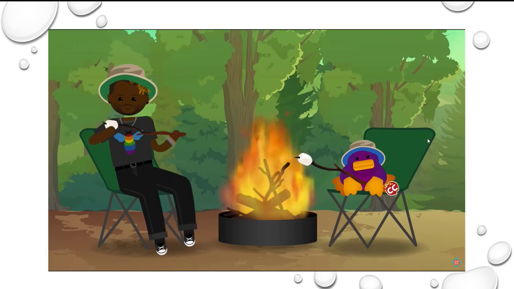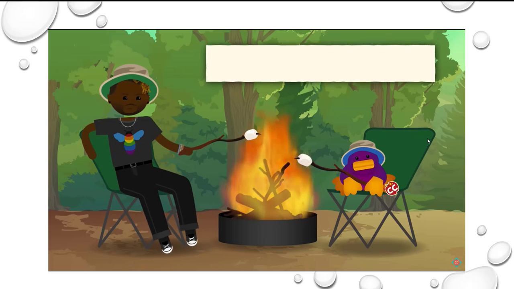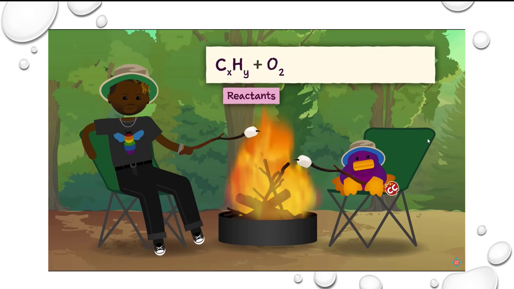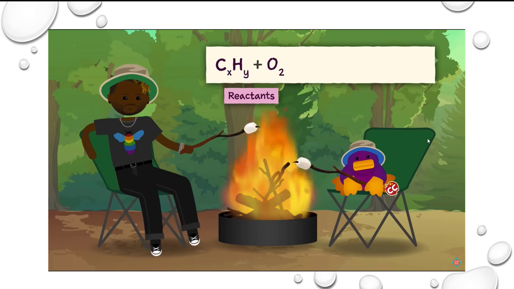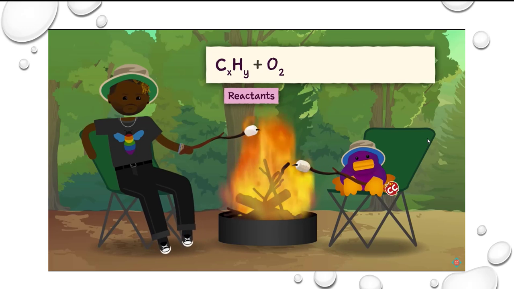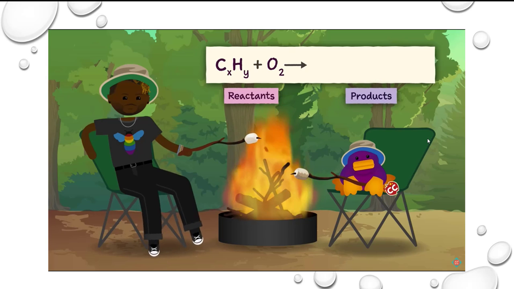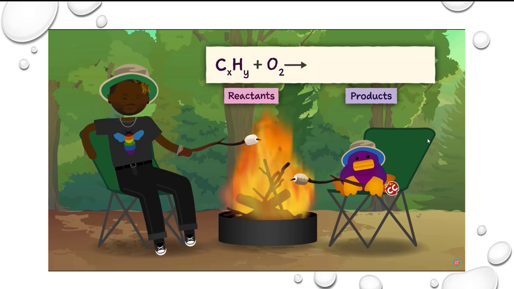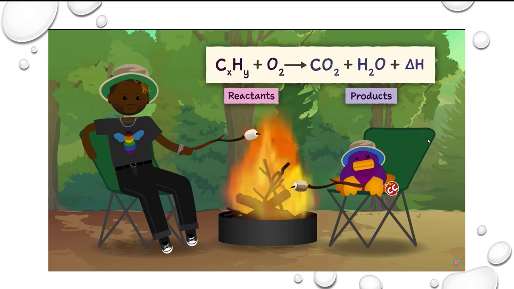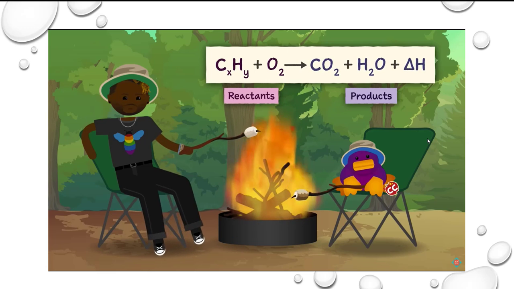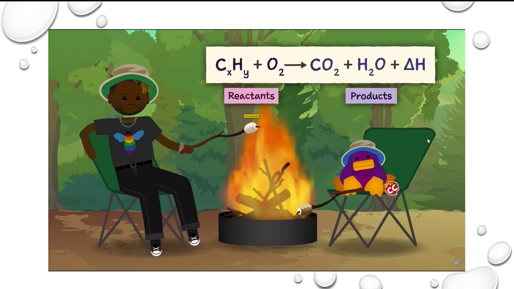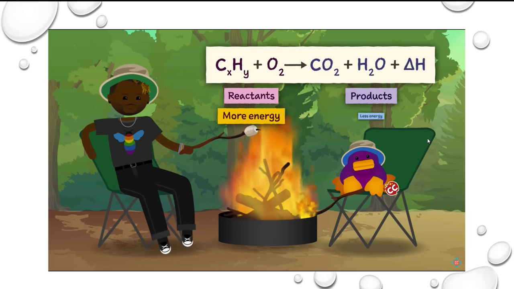It's time for a crash course camping trip. In our campfire, wood and oxygen are our reactants, or the raw materials for our reaction. Once the fire gets going, the wood and oxygen undergo a chemical reaction to form new products, or the results of the reaction. In this case, CO2, water, and other compounds. The energy contained in the bonds of the original reactant is more than the energy contained in the products.